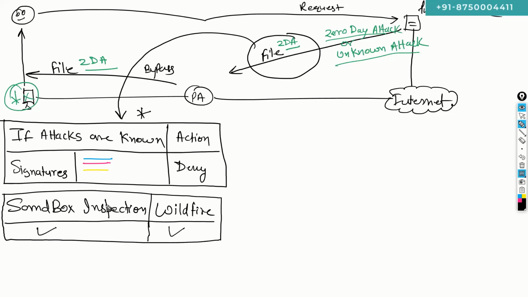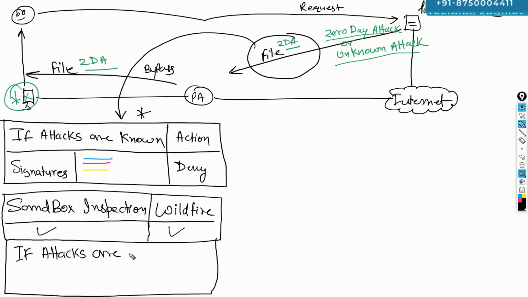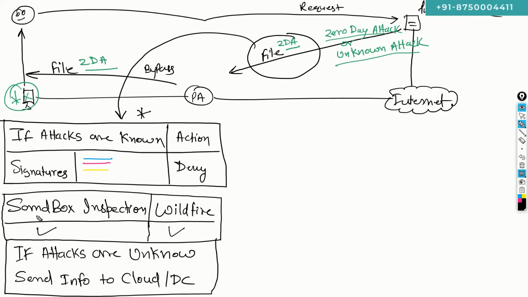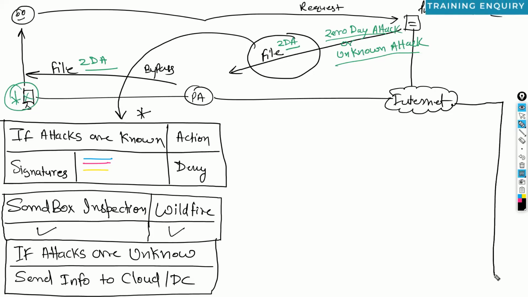When we enable sandbox inspection or WildFire on the Palo Alto firewall, we define a rule: if the attacks are known, handle them; if you don't know the attack, then send the information to the cloud or data center. We configure the firewall in this way, that if attacks are unknown, send the information to the cloud. Cloud means data center. So here you can assume that we have a Palo Alto data center connected.